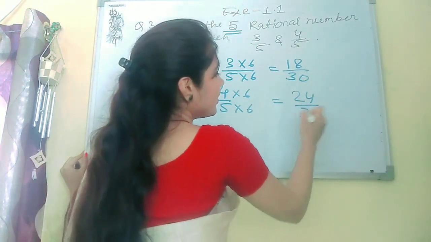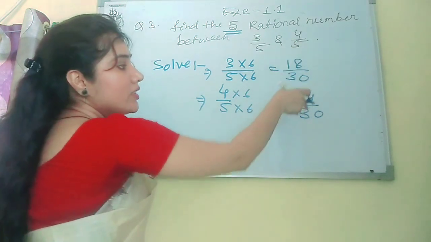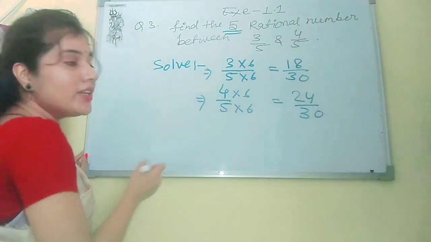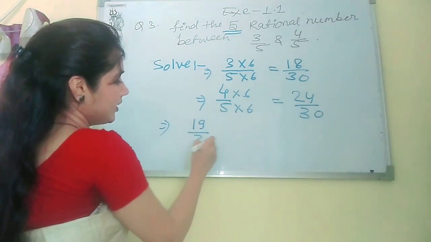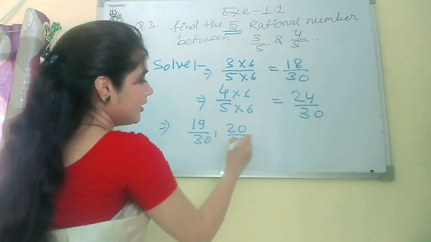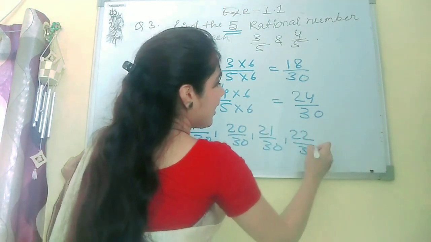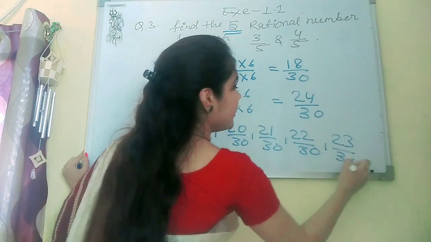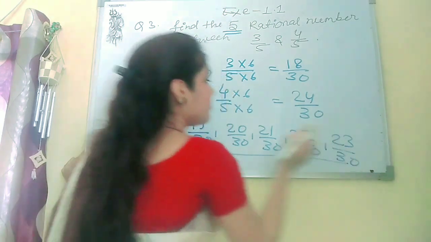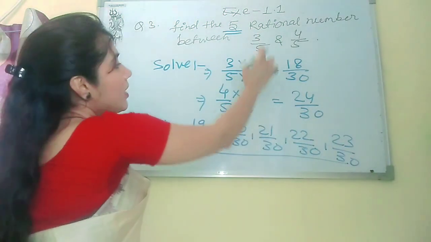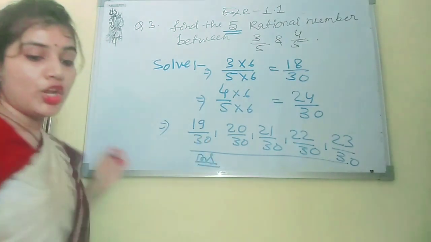24 by 30. Okay, so how many numbers exist between 18 by 30 and 24 by 30? 19 by 30, 20 by 30, 21 by 30, 22 by 30, and 23 by 30. 1, 2, 3, 4, 5. These are the 5 rational numbers which lie between 3 by 5 and 4 by 5. This is the answer. Now next question.